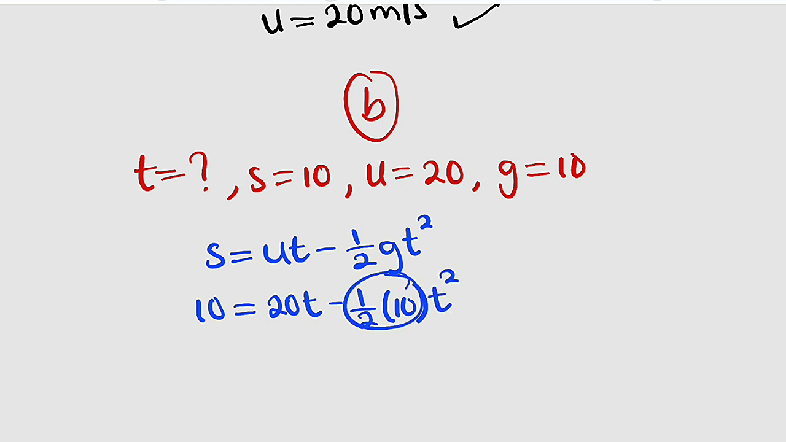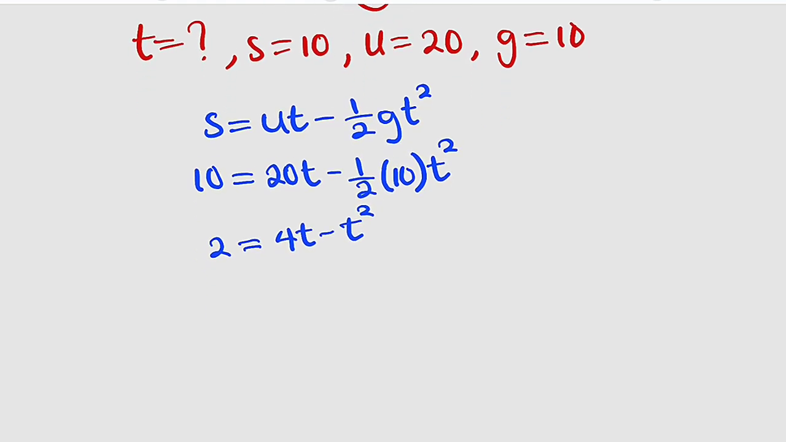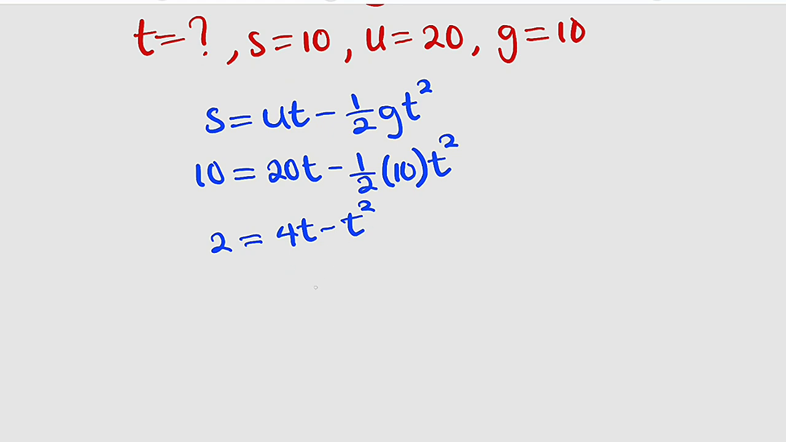Half of 10 is 5, and you can see that 5 can divide all of these terms. So let's divide through by 5. 5 divides 10 exactly 2 times. 5 can divide 20 exactly 4 times. And 5 can divide itself 1 time, so we have just minus t squared here. Let's take all terms to the left hand side. As negative t squared crosses over, it becomes positive t squared. Positive 4t becomes negative 4t. Already this is positive. Everything equal to 0.